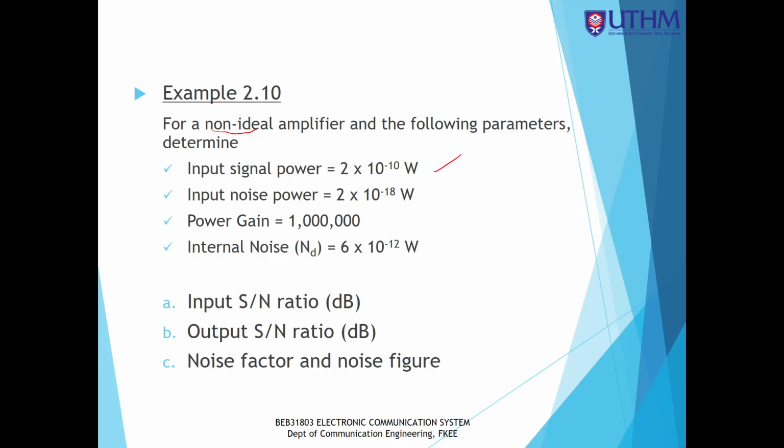This is SI, the input signal power. This is NI, the input noise power. This is the power gain. And this is the internally generated noise, ND. Okay. Calculate the SNRI, the input SNR.